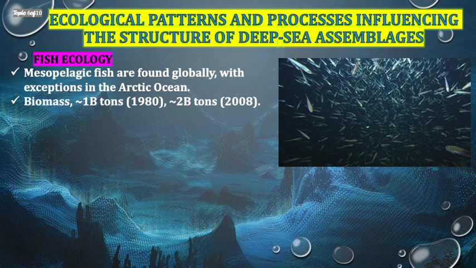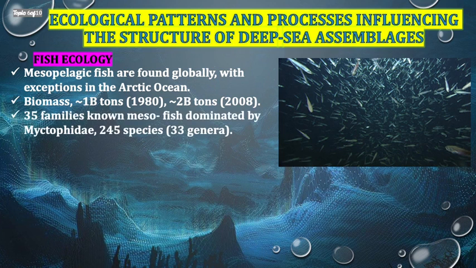So in 1980, it was estimated that the fish biomass in the mesopelagic zone reached 1 billion tons. And then in 2008, it reached up to 2 billion tons in biomass. So the picture on the right side of your screen shows the lantern fishes. They are one of the most abundant fishes in the mesopelagic zone.